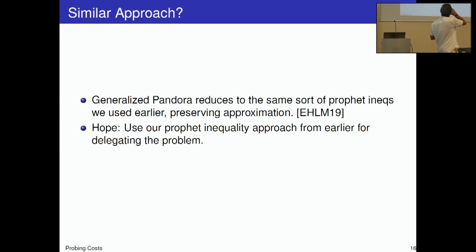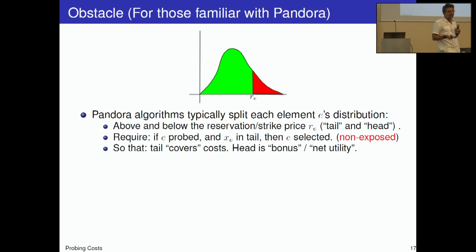Okay, so this paper tells us that we might be able to reduce to the profit inequality, use that to derive a menu, and hopefully things will work out. We were hoping that. It turns out that that's not true. And I'm going to have one slide for those of you who are familiar with the Pandora's box type problems, and tell you what the difficulty here is.